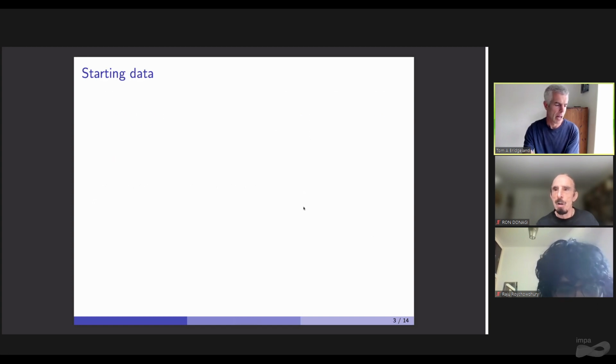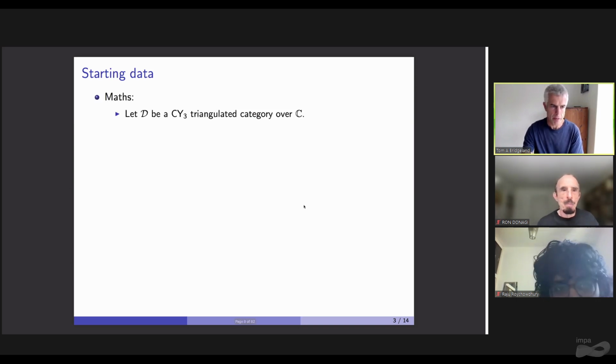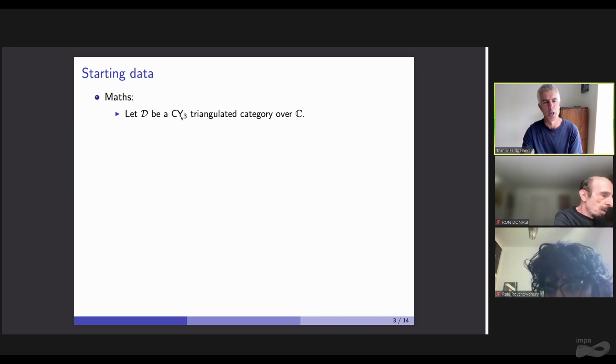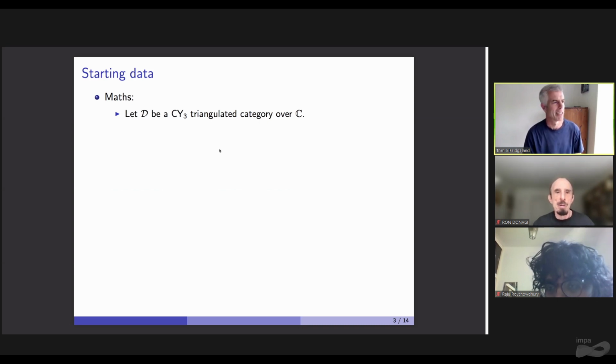Okay, so what data do we start with in this topic? From the mathematical point of view, which is really all I'm qualified to speak on, I take a triangulated category over the complex numbers, and I insist that it has this CY3 property. The basic examples are the derived category of coherent sheaves on a Calabi-Yau threefold, or the Fukaya category of a Calabi-Yau threefold. But more likely, you would want to think about much simpler examples defined algebraically by quivers.